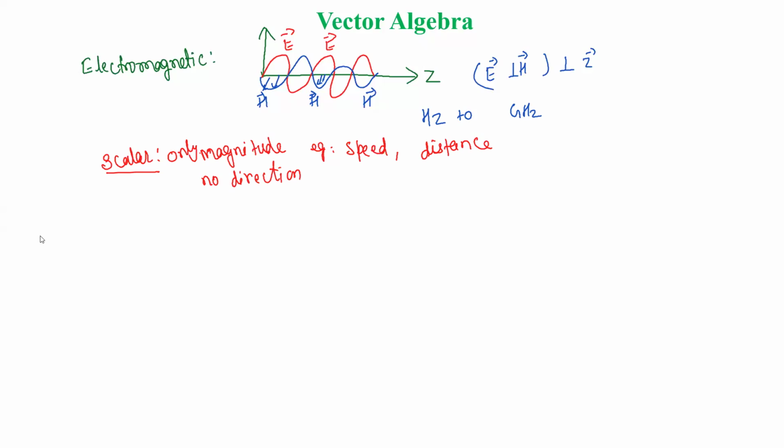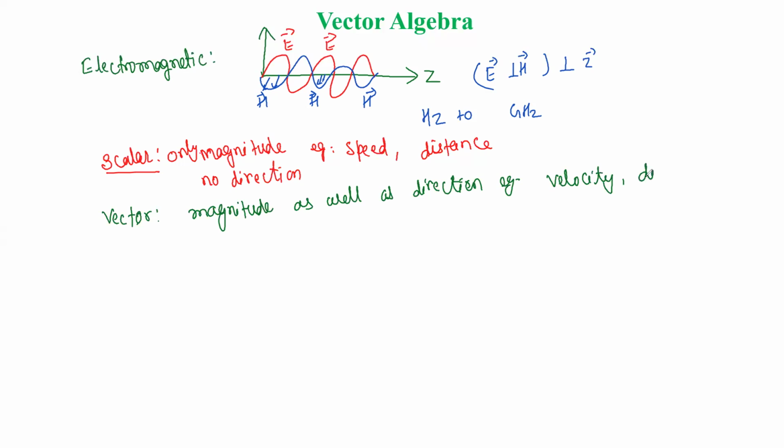Whereas a vector quantity means it has what? Can you recall that? A vector quantity means it has magnitude and what other thing? Magnitude as well as direction. That we call a vector quantity. Examples of this are velocity and displacement. These are the common examples that you are familiar with.